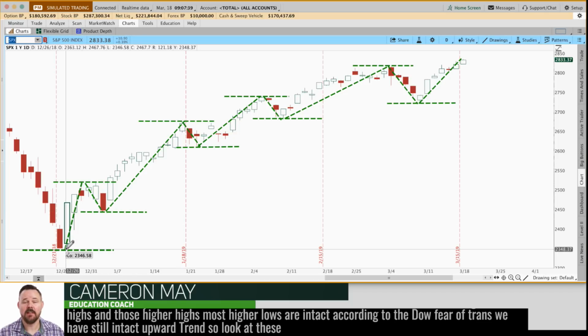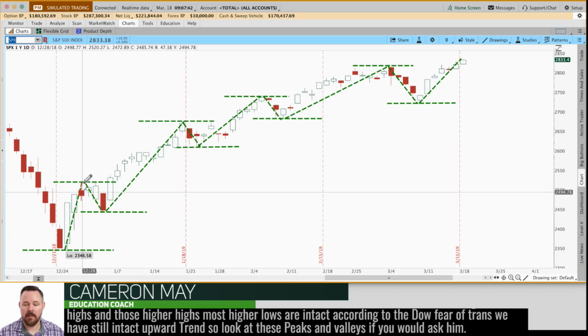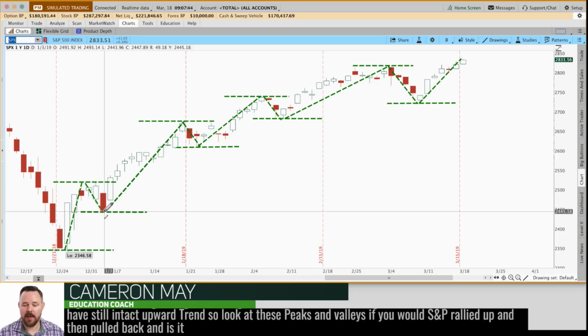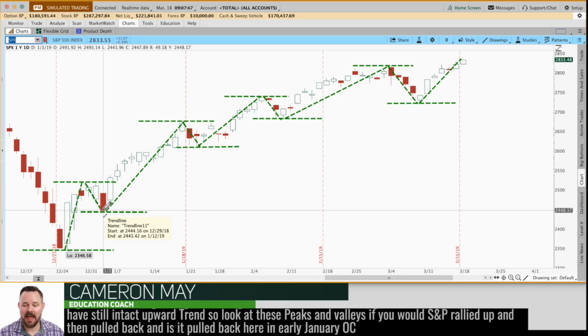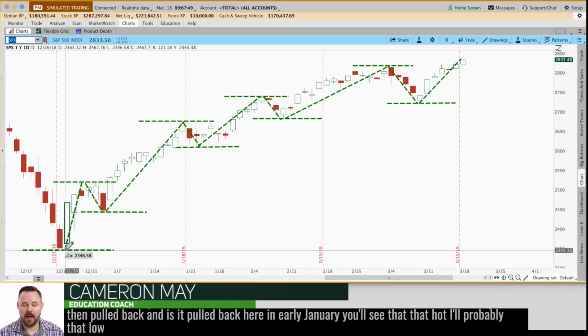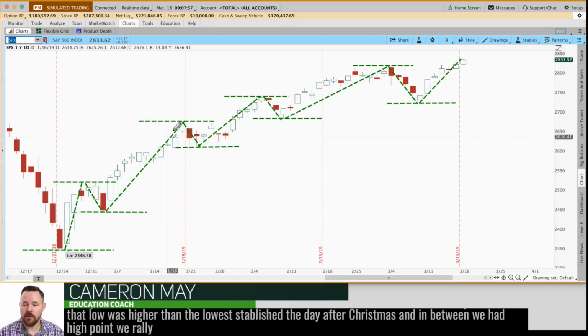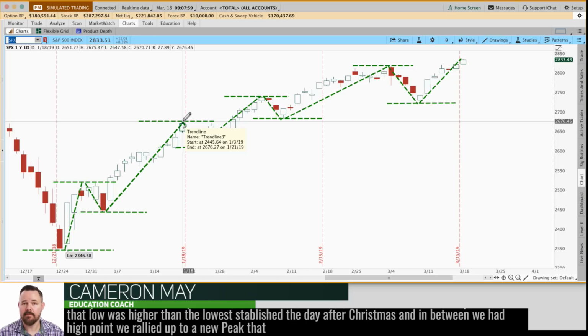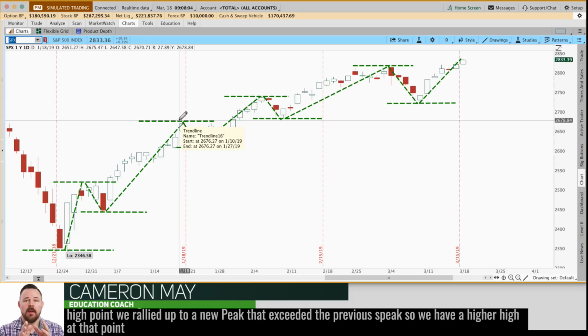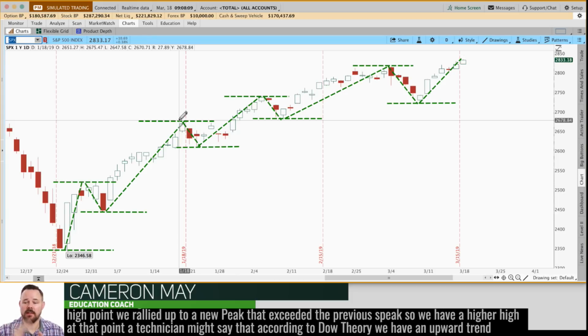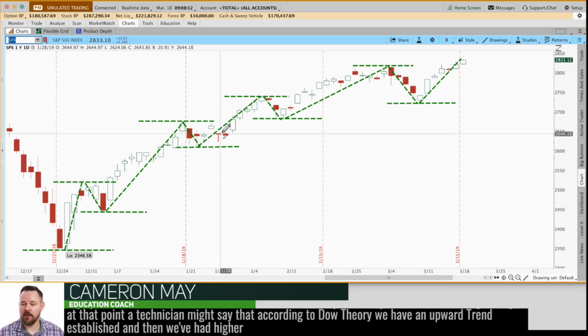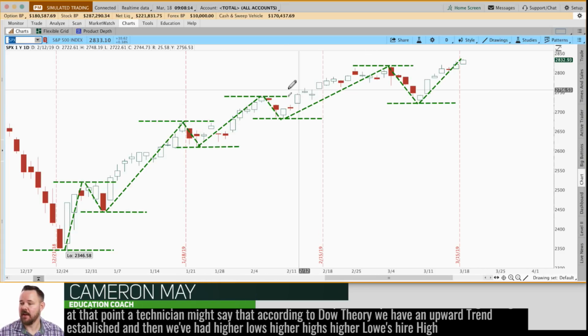So look at these peaks and valleys, if you would. S&P rallied up and then pulled back, and as it pulled back here in early January, you'll see that that low was higher than the low established the day after Christmas. And in between, we had a high point. We rallied up to a new peak that exceeded the previous peak, so we have a higher high. At that point, a technician might say that according to Dow theory, we have an upward trend established. And then we've had higher lows, higher highs, higher lows, higher highs ever since.